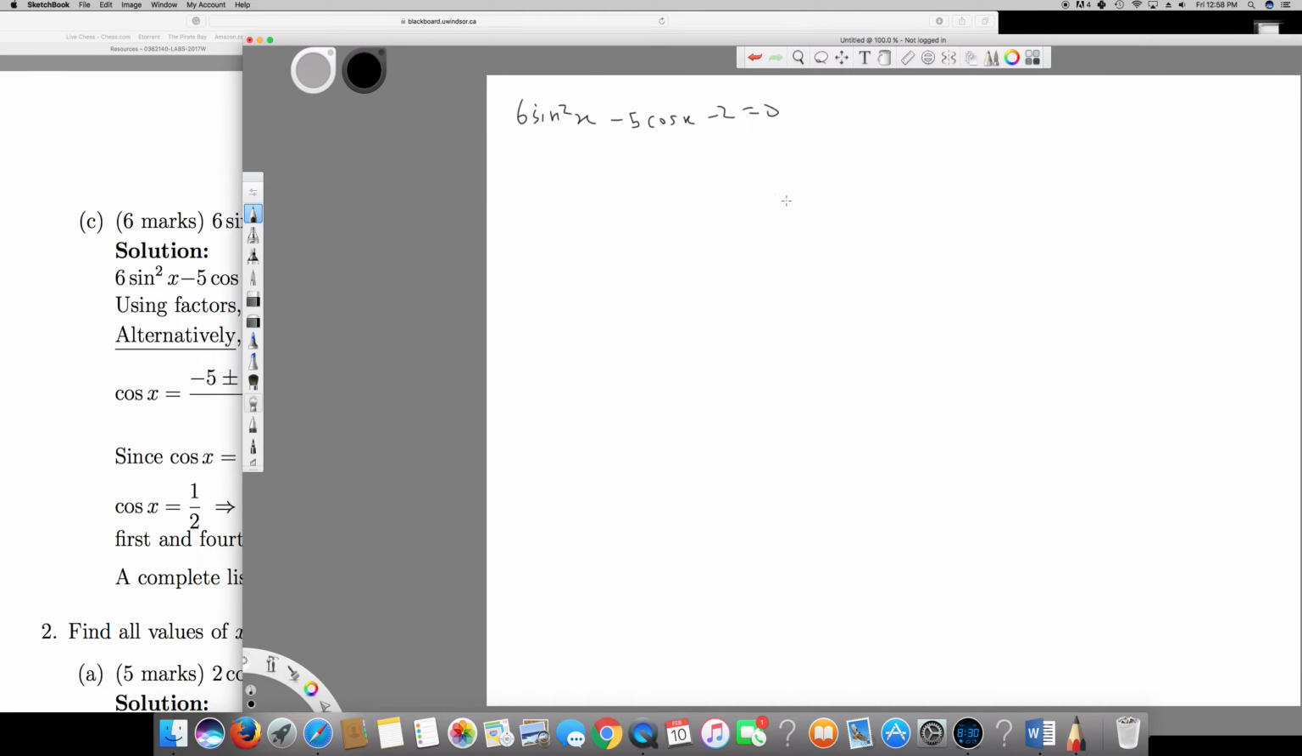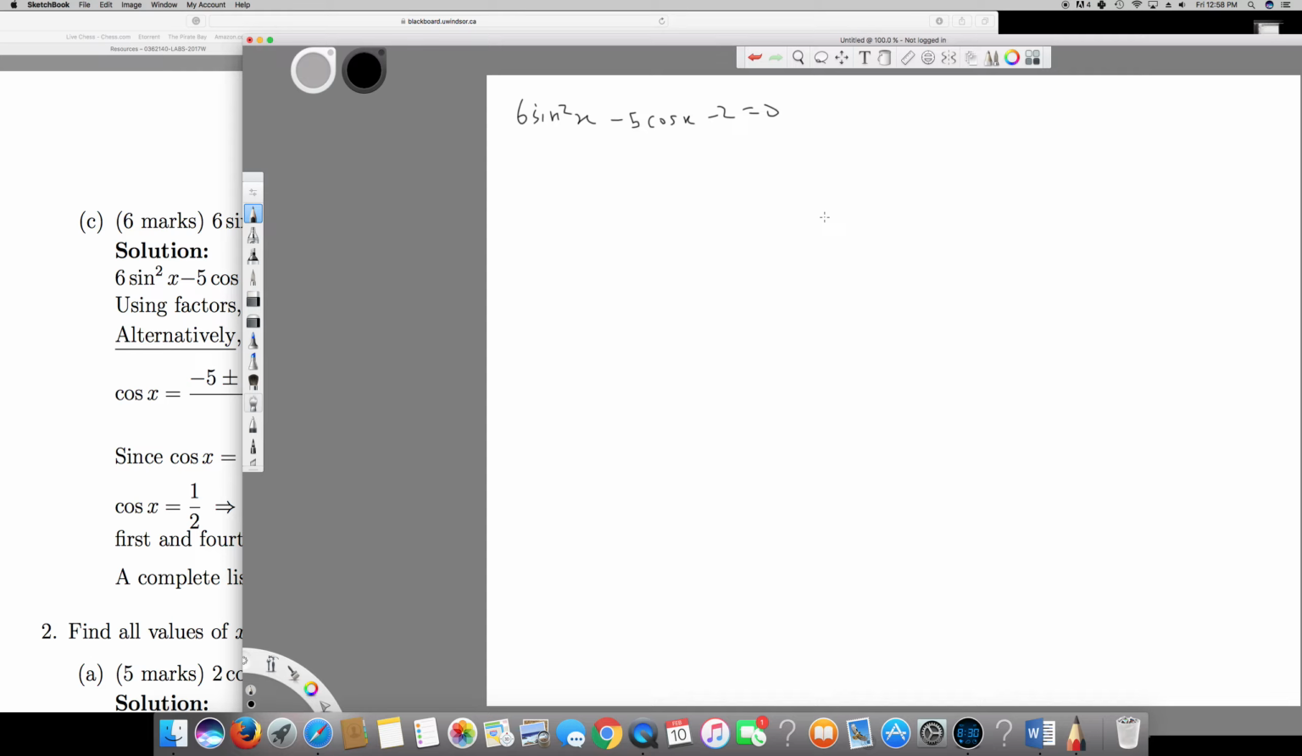Now we have two different values. We have sine square x, cos x and minus 2 equal to 0. Since all things are mixed up, we can't really solve it, like we can't factor or do anything. But one thing we can do is change everything into the same format. If it's sine square x, how can I change it into cos x?